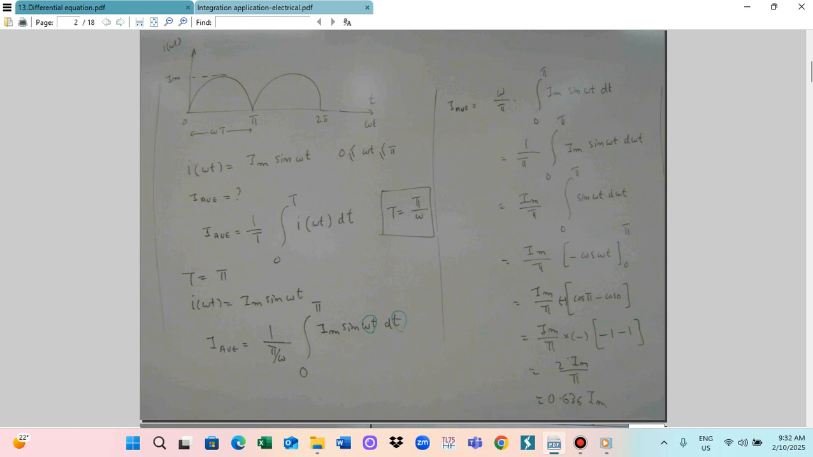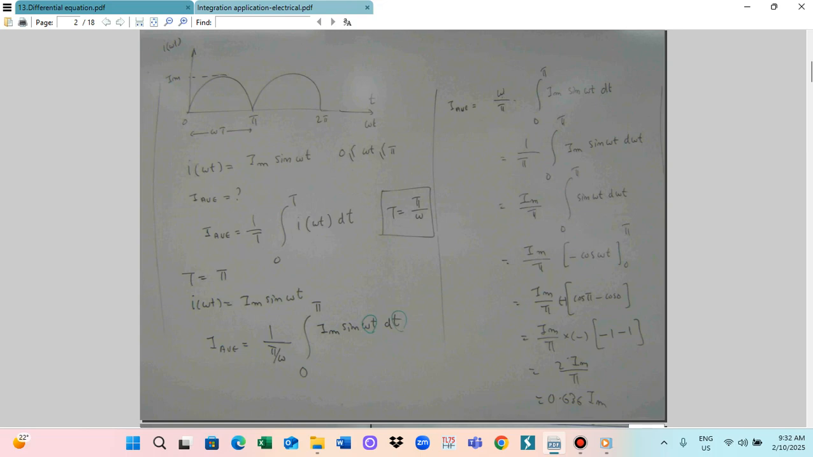So now we want to integrate. To integrate, these two must be equal. If this one is omega t, then after this should also be omega t, so that you can make the integration. Otherwise you cannot integrate, so we have to put the omega here so that we can substitute. So I average is equal to 1 by pi, and you put the omega here, 0 to pi, Im sine omega t d omega t. Like this. Then you can make the integration. Okay, then you can integrate.